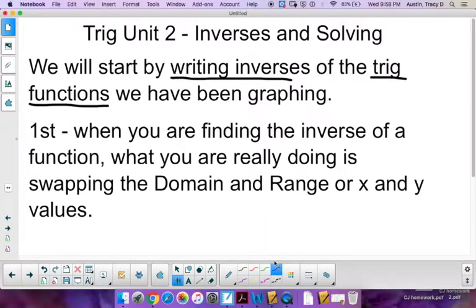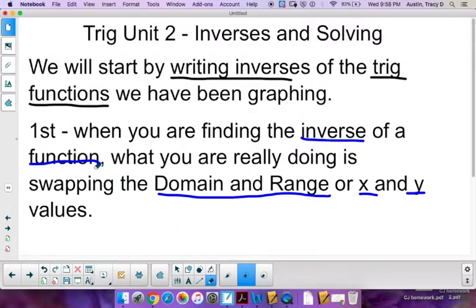Something that is really, really important when we're talking about this: when you are finding the inverse of a function, what you are really doing is swapping the domain and the range, or basically the x and the y values, right? Because the domain is all the x and the range is all the y's. You're swapping them.